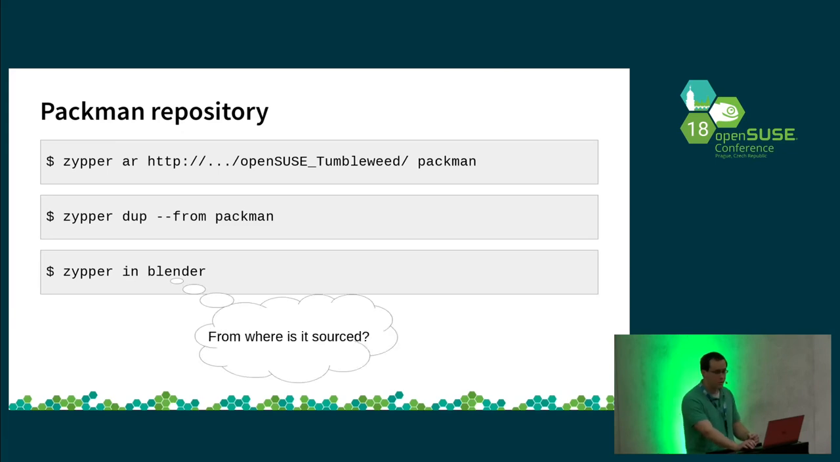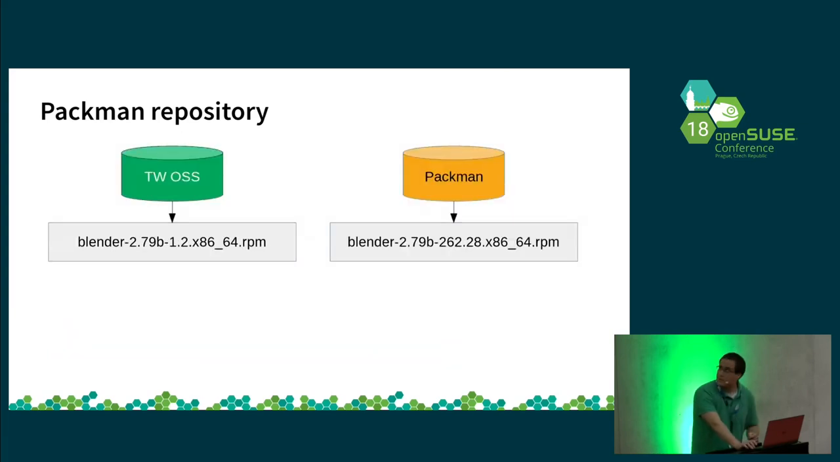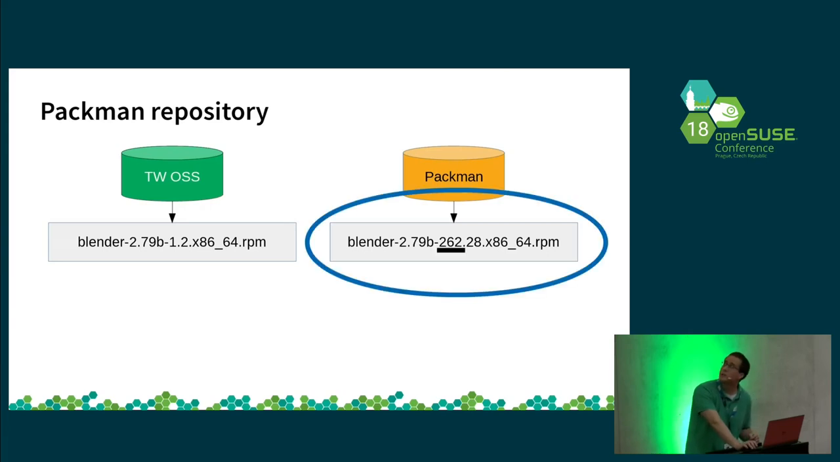So then the question arises, where does Blender come from? Because it's in both Packman and it's in the main product repository. So does it come from Tumbleweed or Packman? And the answer is not necessarily obvious. Here's an example where these are real versions I pulled from those two repositories. So you can see a big long version string. In this case, it would come from Packman because the build number is larger. So basically, it's always looking for the overall larger number.